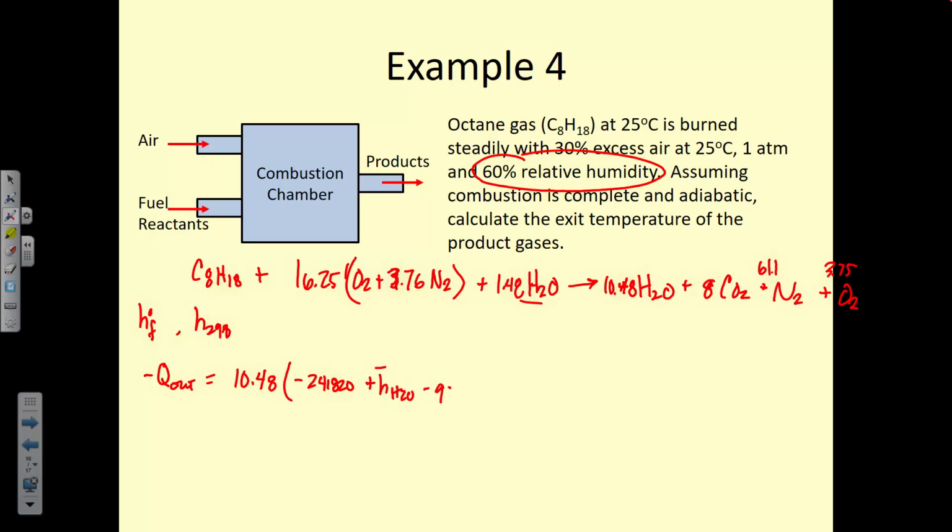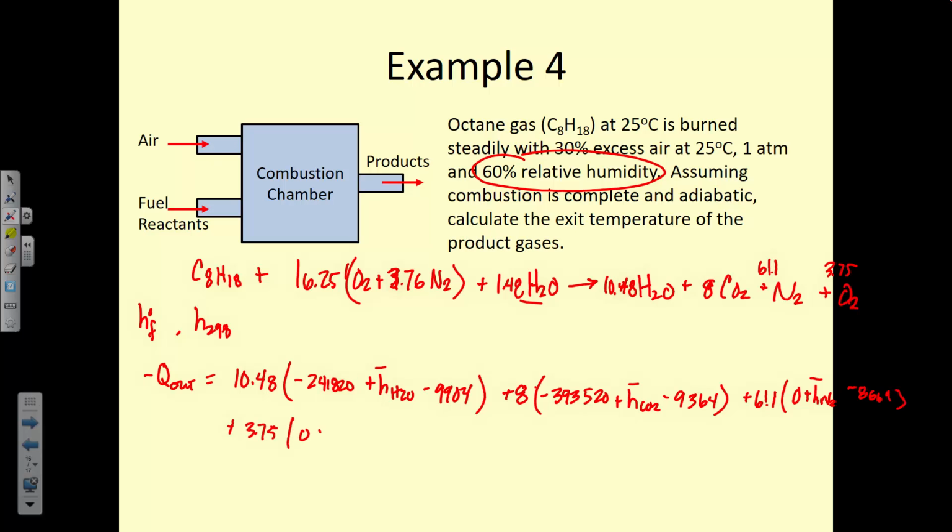minus 9904, which is the enthalpy of water at the reference state, plus 8 times negative 393520, plus the enthalpy of CO2, minus 9364, that's the enthalpy at 298 for CO2, plus 61.1 times 0, plus the enthalpy of nitrogen, minus 8669, plus 3.75 times 0, plus the enthalpy of oxygen, minus 8682. Okay, so that's the enthalpy of the products.